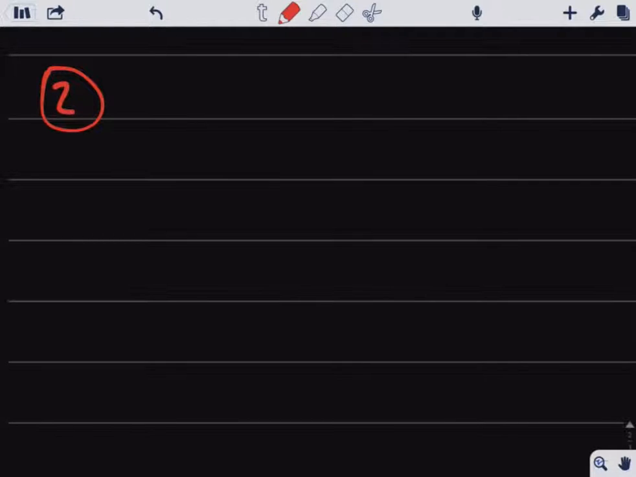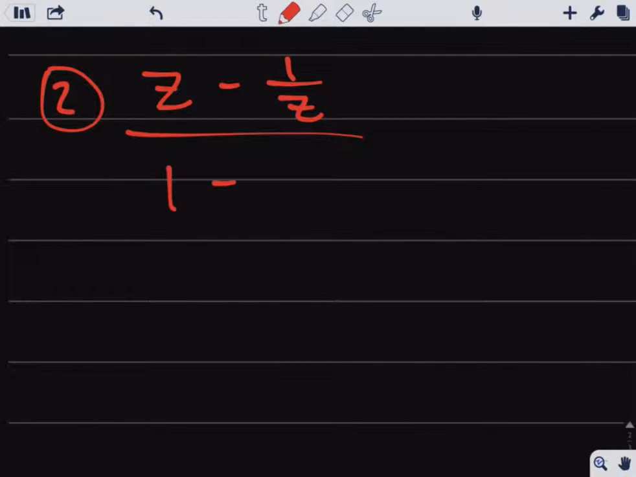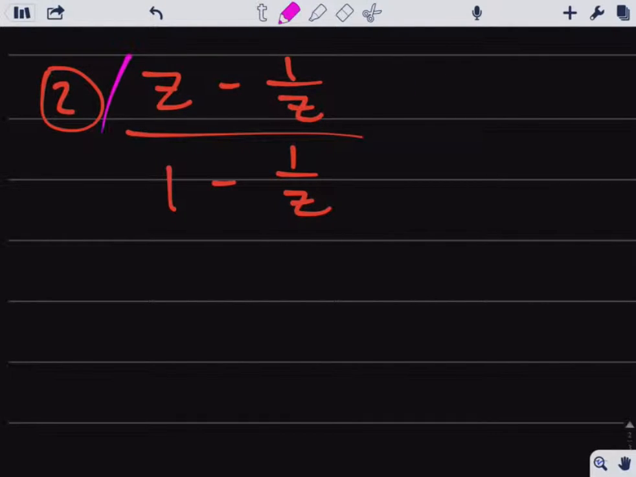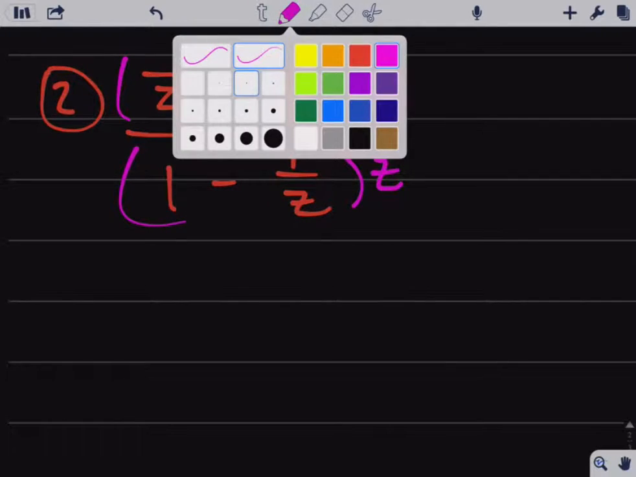This is example 2. This says z minus 1 over z, all over 1 minus 1 over z. Now, the LCD, least common denominator in this, is an easy one. It's just z. Okay, so I'll multiply the top and the bottom by z, and when I do that, some things happen.